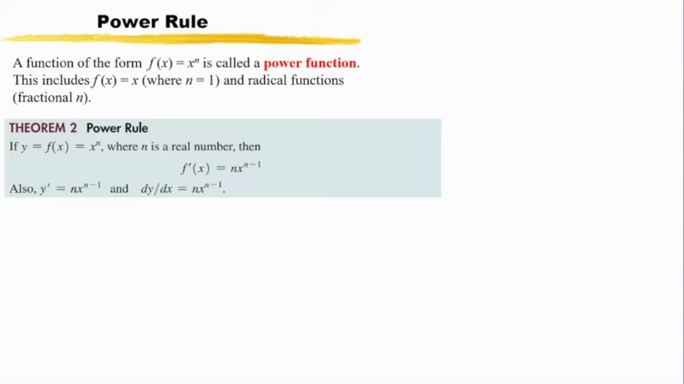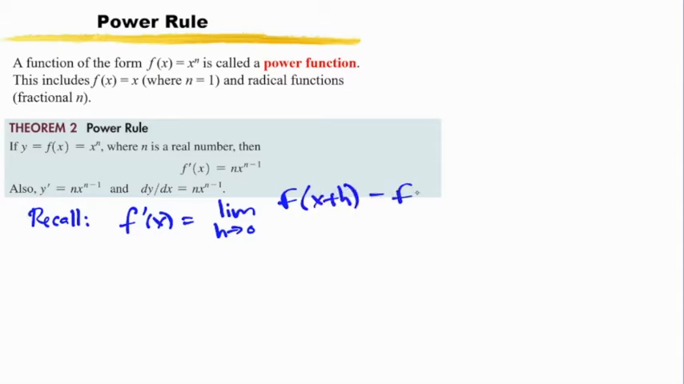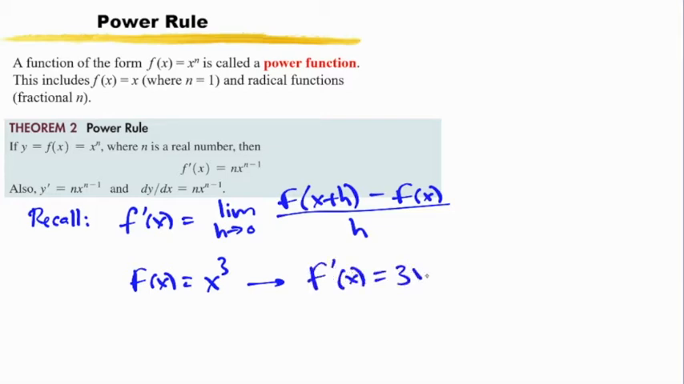Next, we have the power rule, and the power rule comes from seeing pattern recognition with the limit definition of a derivative. So we can recall that f prime of x was equal to the limit as h approaches 0 of f of x plus h, subtract f of x, all over h, and if we were to have f of x equal to x cubed, the limit definition would give us f prime of x equal to 3x squared.